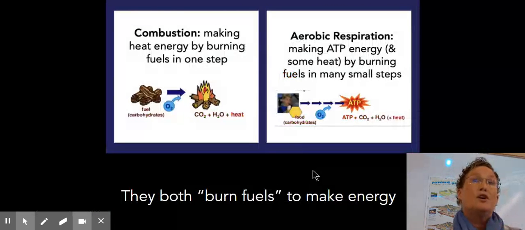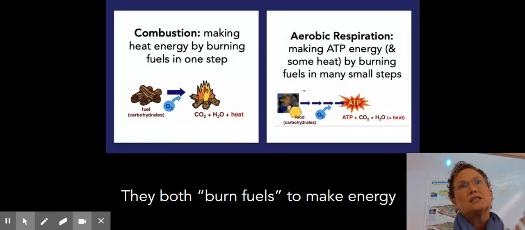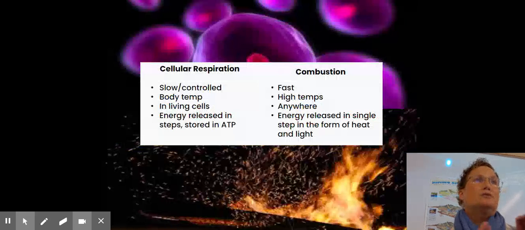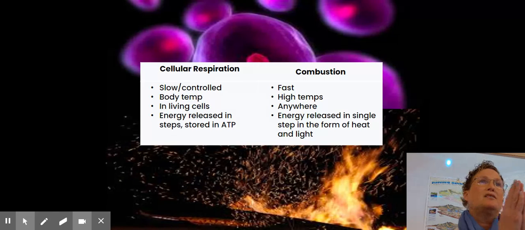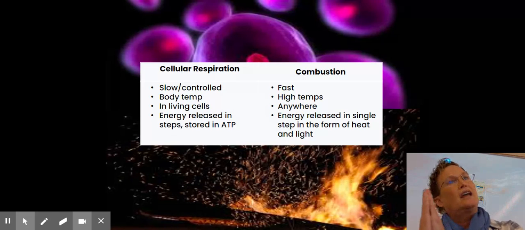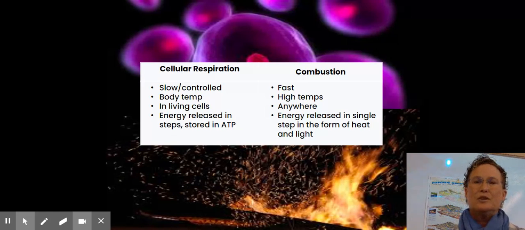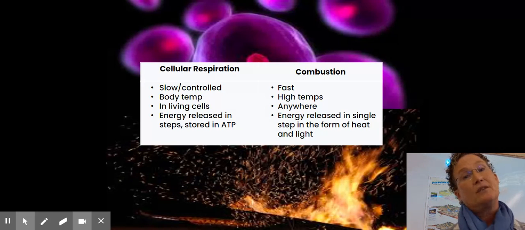So in our bodies, we are burning energy, just like in our cars we are burning energy. They both burn fuels to make energy. That's how your body works. So you're going to write these down, a comparison between cell respiration and combustion. And cell respiration really is combustion. It sounds weird to say you're burning things in your cells, but I really hope your bio teachers made a big deal about this.